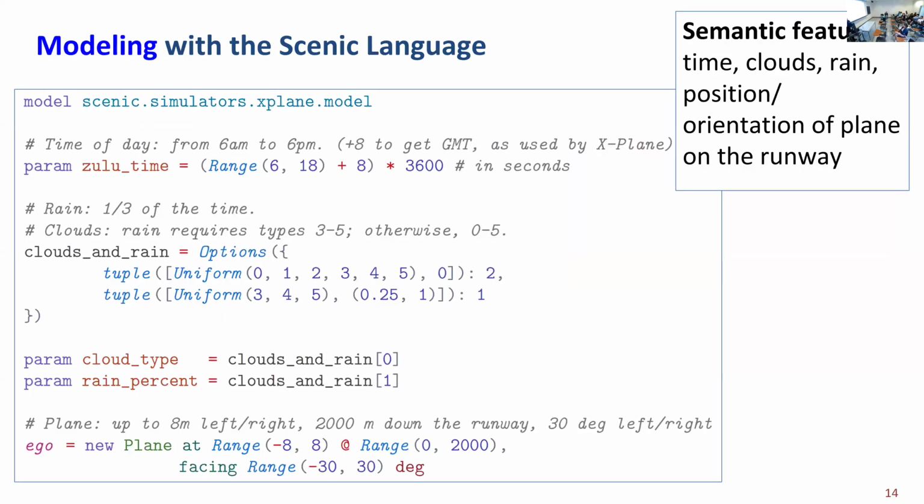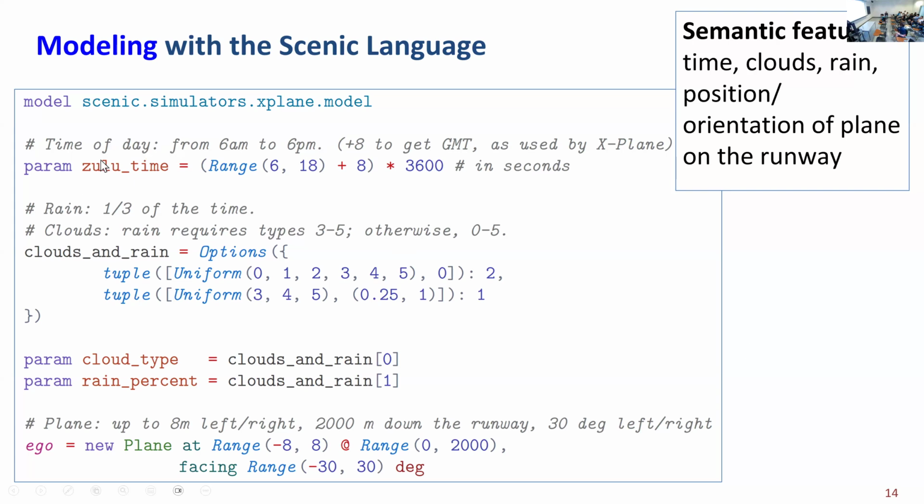Okay, so step one, modeling with Scenic. As I told you, the Scenic model was very simple for that. What the Boeing people told us is that what can change is the time of day when the plane goes down the runway, whether there are clouds in the sky, and if so, what type of clouds there are, whether there's rain and how much rain there is, and the initial position and orientation of the plane on the runway. You'll see that being modeled here.